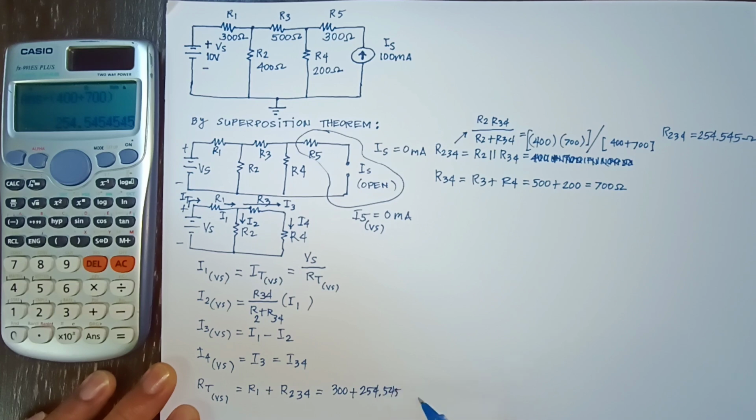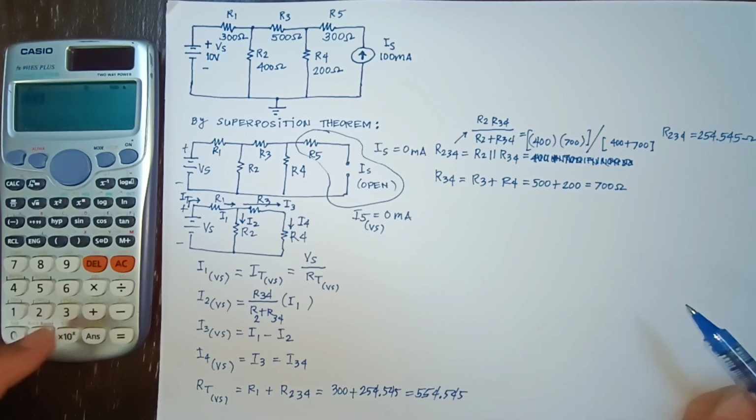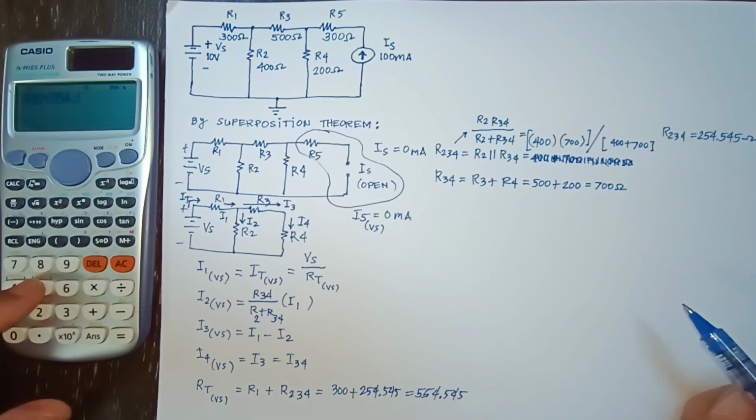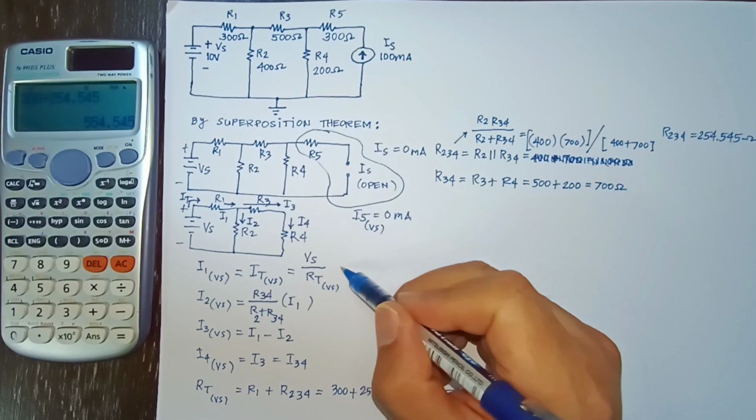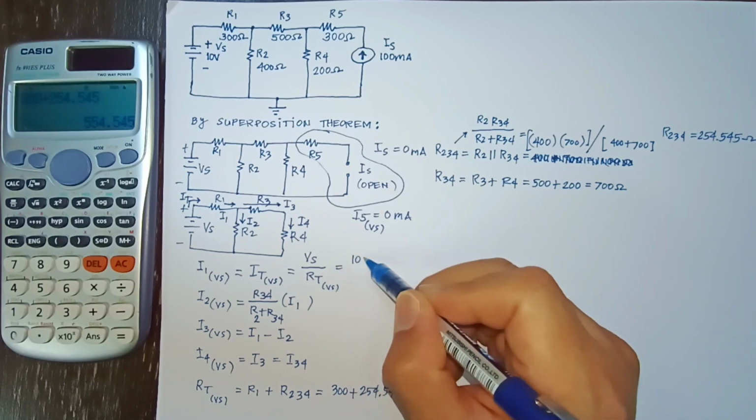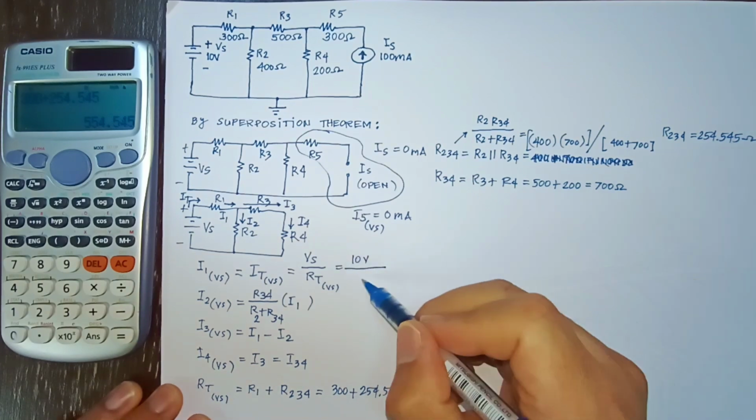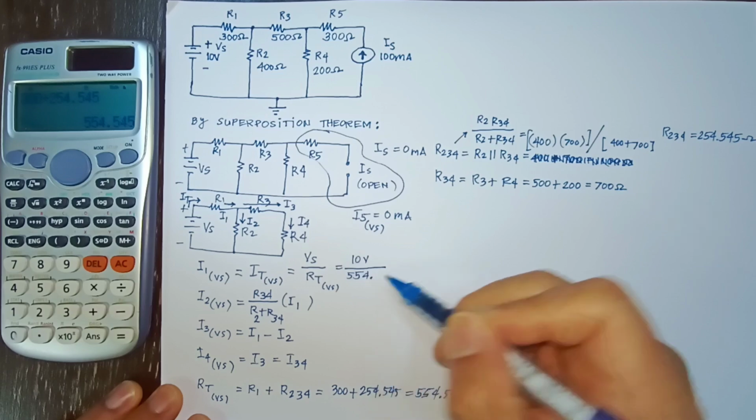Now that we know R234, we can calculate the R total, which is equal to R1 of 300 plus the answer of R234, 254.545. Then we will calculate it together. 300 plus 254.545 would give us 554.545 ohms.